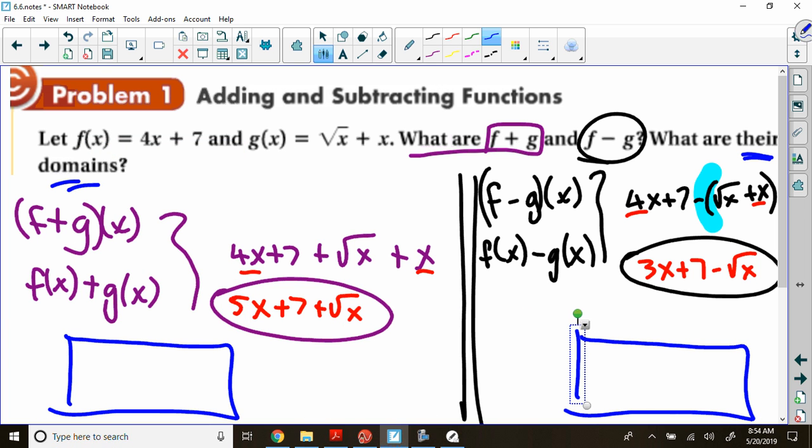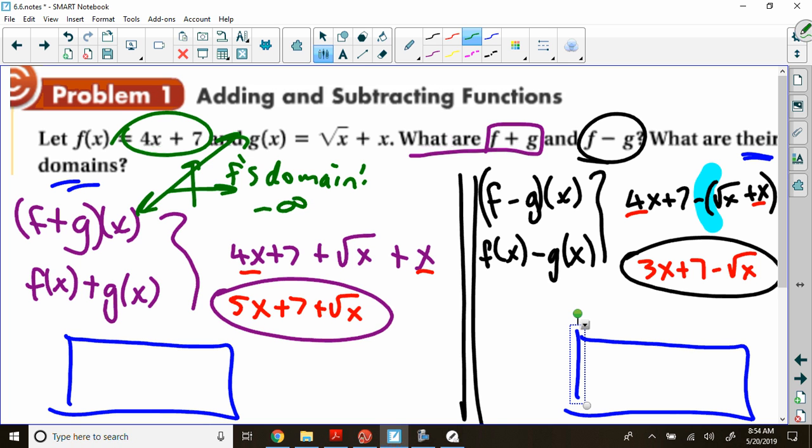And to figure that out, we got to know the domains of each function. So if we think about this, the domain of f, that's a line. When we graph that function, it's going to look like this. It's going to be a line. Its domain is not restricted. It's all real numbers, negative infinity to infinity.